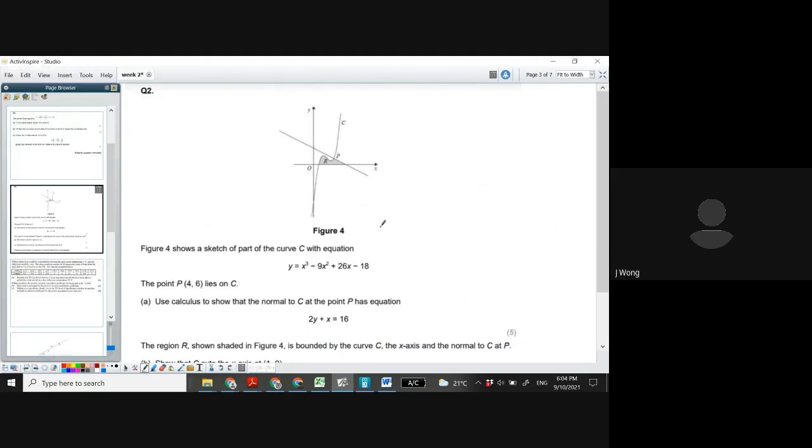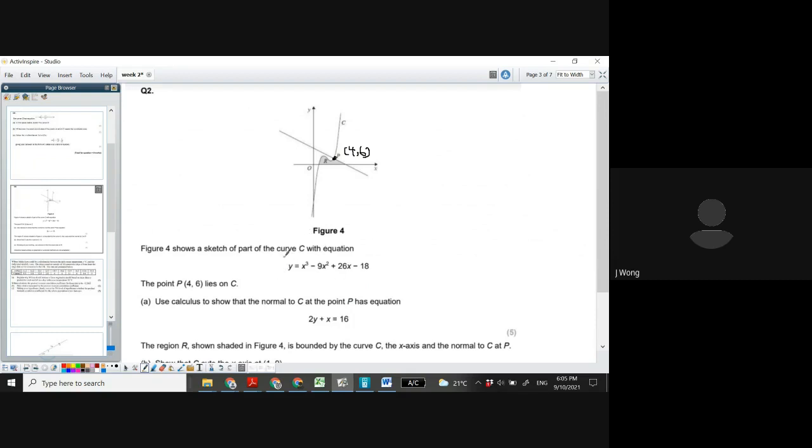Question number 2. So what we have here is a curve C given by the equation, and we know the coordinate of P, which is 4, 6. And part A, they would like us to find the equation of the straight line, which will be the normal to the curve at point P. So they want us to show that the equation of the straight line is 2y plus x equals to 16.